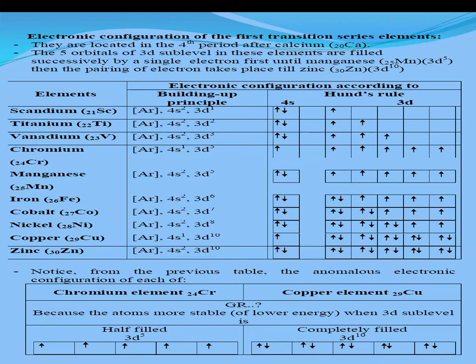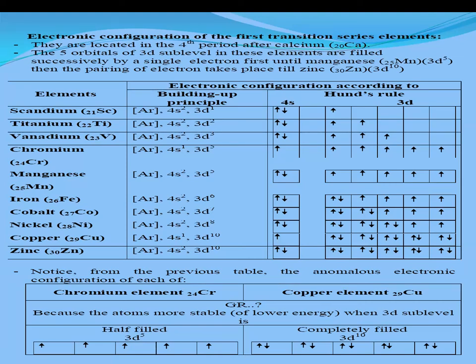Let's talk about the electronic configuration of these elements. The first transition series elements are located in the 4th period after calcium. So the 5 orbitals of the 3d sublevel in these elements are filled successively by a single electron first until manganese, Mn 3d5. Then the pairing of electrons takes place till zinc, Zn30, which ends with 3d10. And here we have the electronic configuration of these elements.